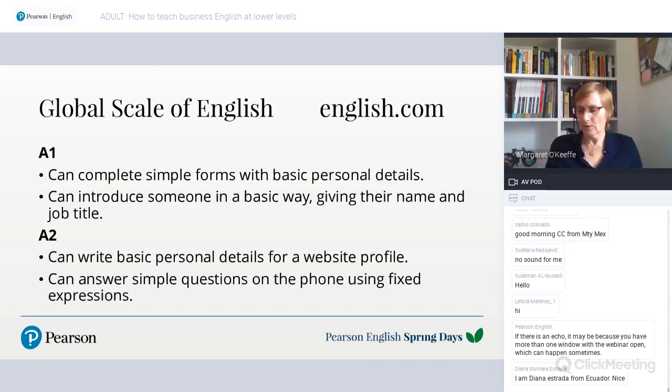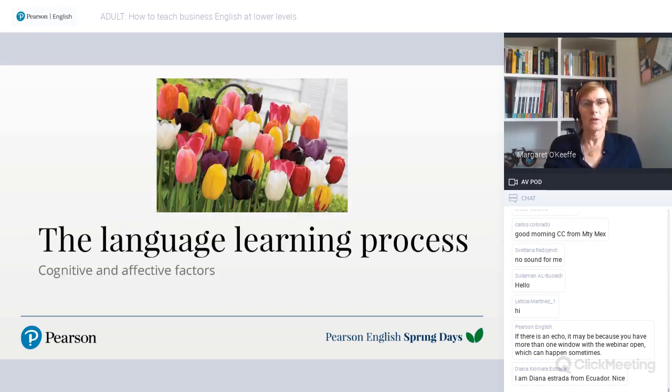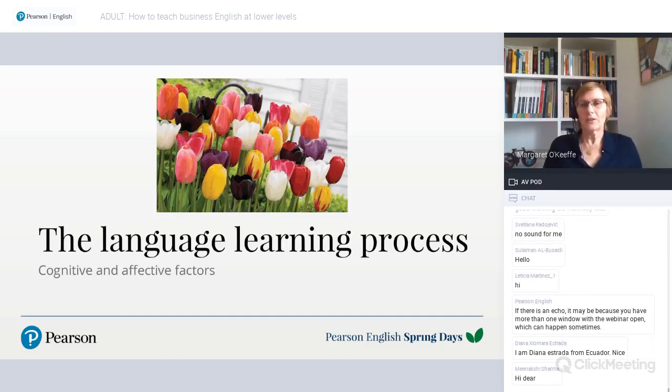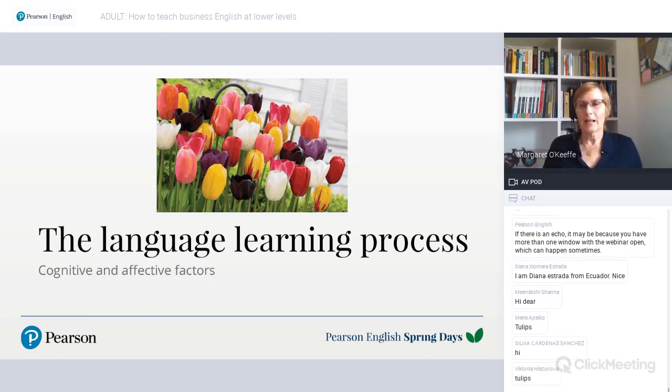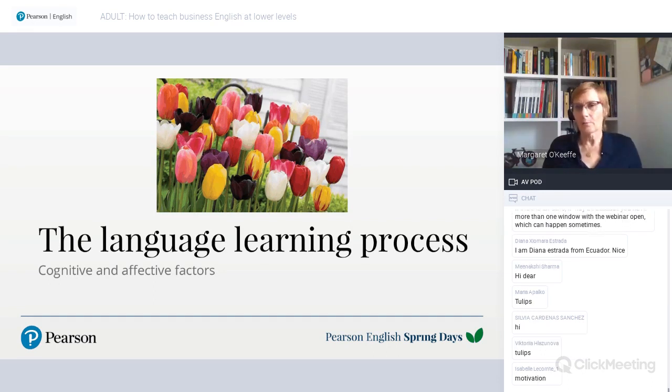Okay, I've got a question for you now. I'd like you to type in the chat box. And the question is this. Can you think of some factors that are important for success as a language learner? To be a successful language learner, can you think of any factors that might influence that? Right, a couple of answers there, and I'm going to have a look, see what you've got.